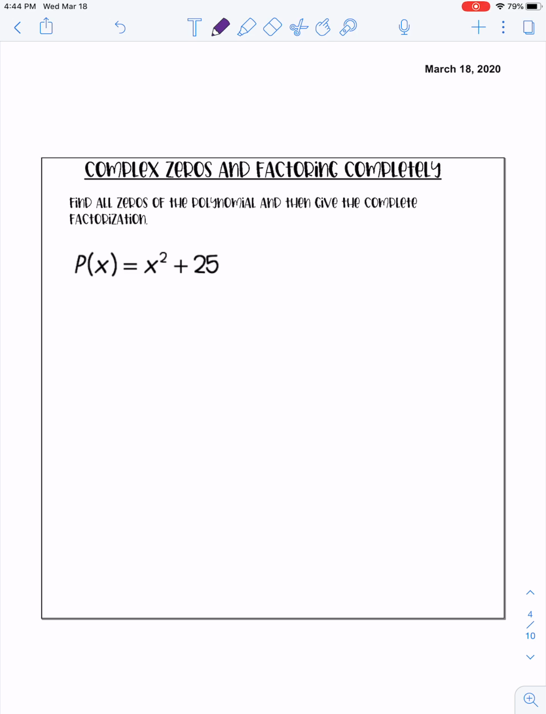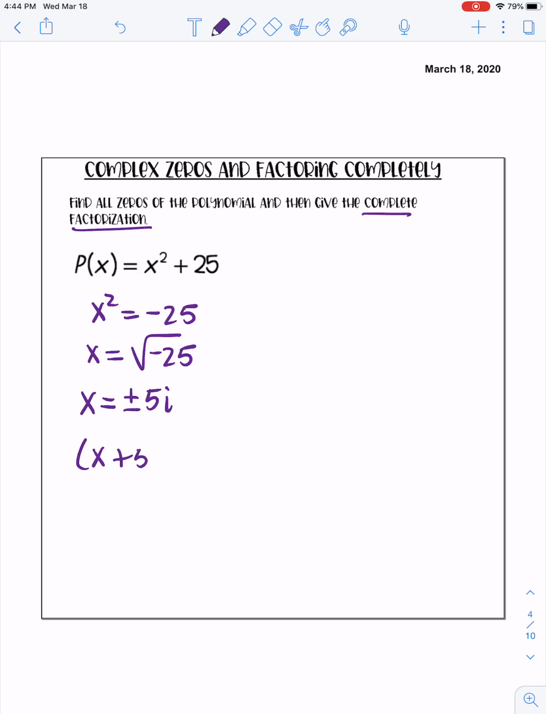Here, it says find all the zeros of the polynomial and then give the complete factorization. So there's one of two ways I could solve this. I could just move the 25 to the other side as a negative, take the square root, which is going to give me this, right? And then we know that's going to give me plus or minus 5i, right? So those would be my zeros, and then the factors would be x plus 5i and x minus 5i.